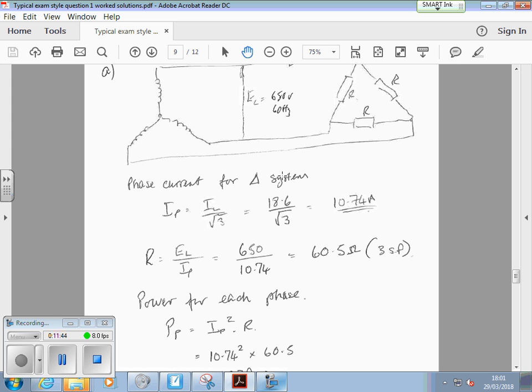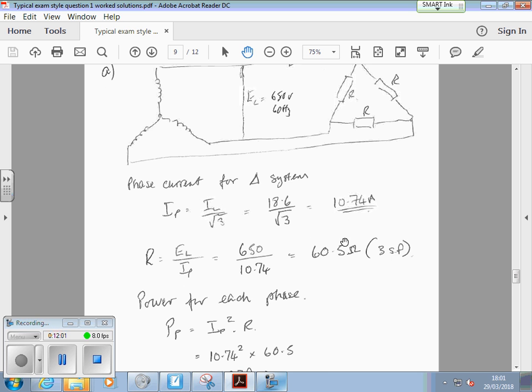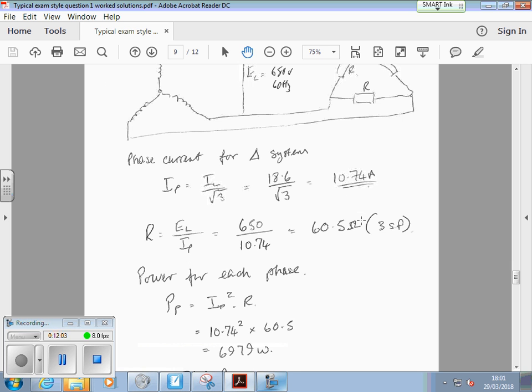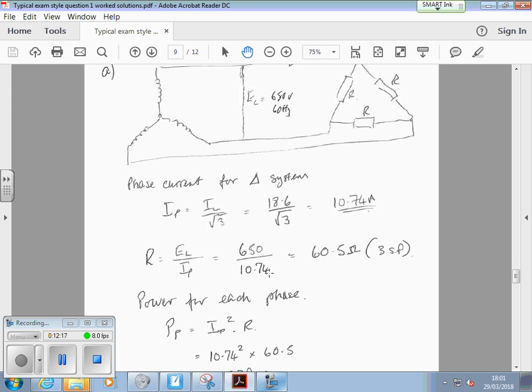So it says determine the phase current for each load. Well, we know that for a delta system, I phase is I line over root 3. That's something that you're going to need to remember. 18.6 over root 3, 10.74 amps. Once you've got the current through one element, you can use the line voltage, because the line and phase voltage are the same in a delta system, divided by that current to get the resistance of each load. 60.5 ohms.